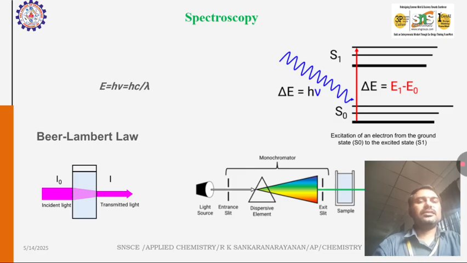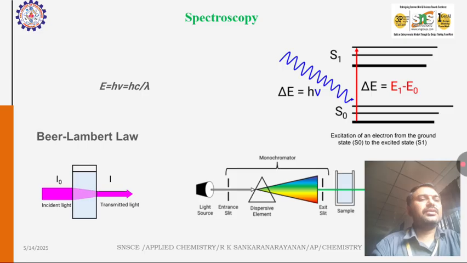So how does the UV spectrophotometer work, with the instrumentation concept? Here there is the Beer-Lambert's law, which scientists invented. They found the formula and mentioned incident light and transmitted light, and based on this concept they studied the spectrophotometer. In Beer-Lambert's law, the incident light is I0 and the transmitted light is I. These are the main concepts.